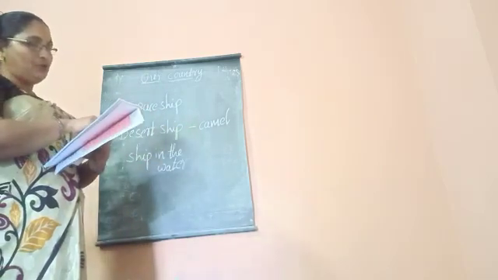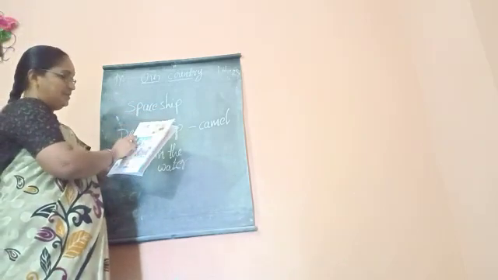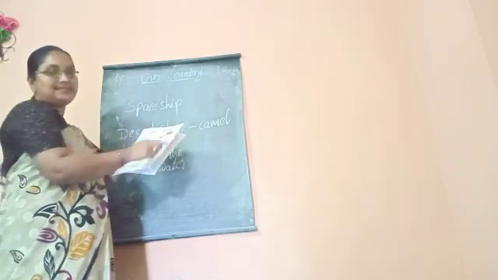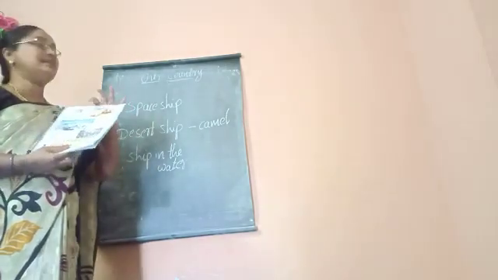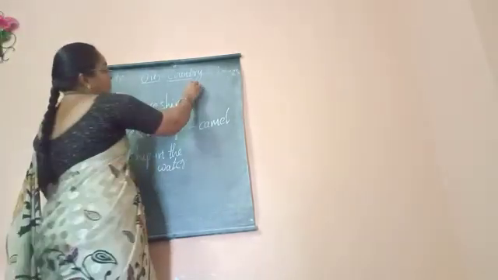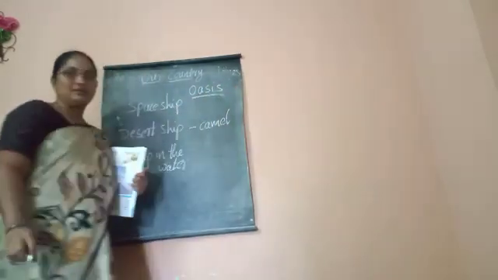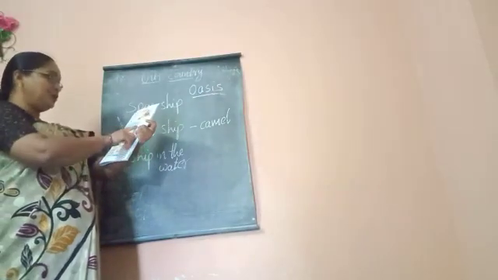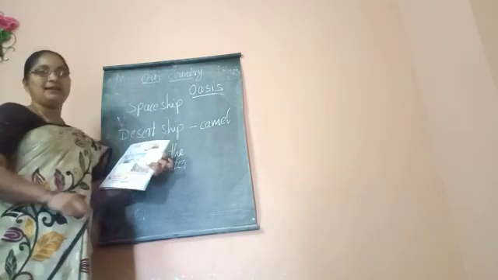Next. Have you observed the water in this picture? Here they have given the desert picture. Water is there in the desert. What is this area in the desert called? Okay, the water area in the desert is called the oasis. Okay, oasis.